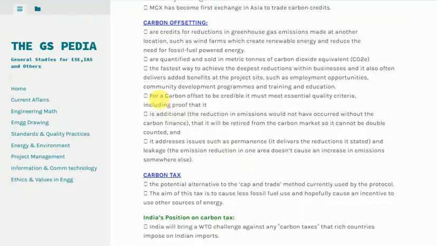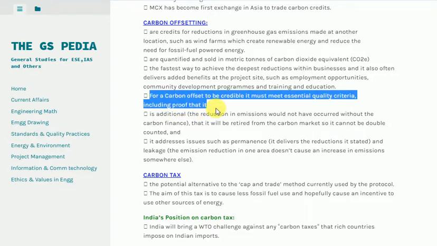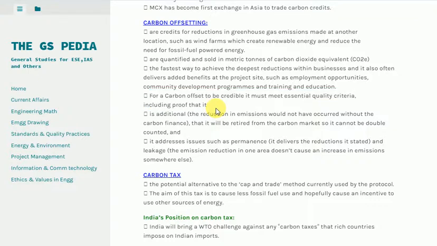For a carbon offset to be credible, it must meet essential quality criteria, including proof that it is additional: the reduction in emissions would not have occurred without the carbon finance. It must be retired from the carbon market so it cannot be double counted, and it addresses issues such as permanence: it delivers the reductions it stated, and leakage: the emission reduction in one area doesn't cause an increase in emissions somewhere else.